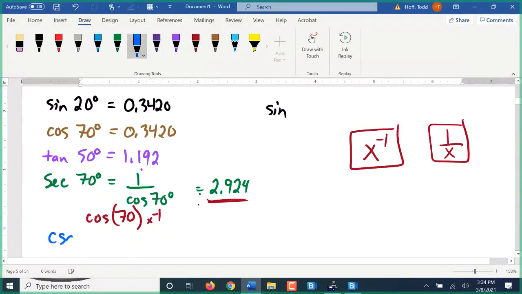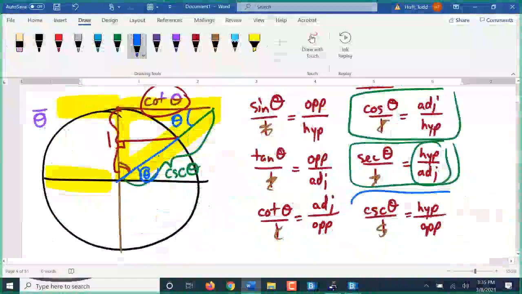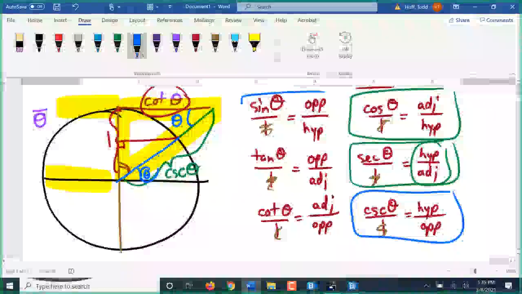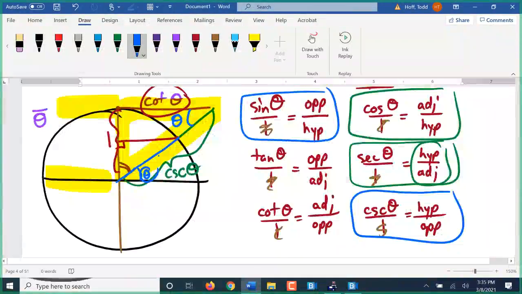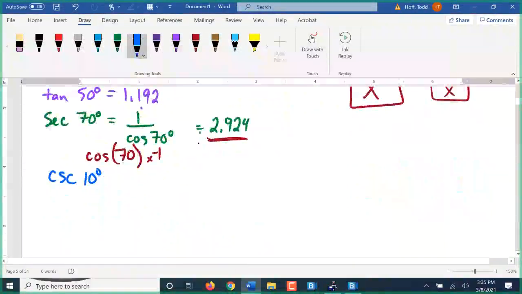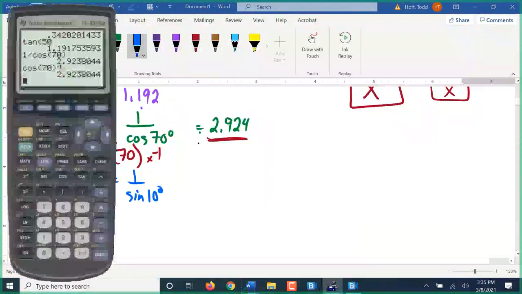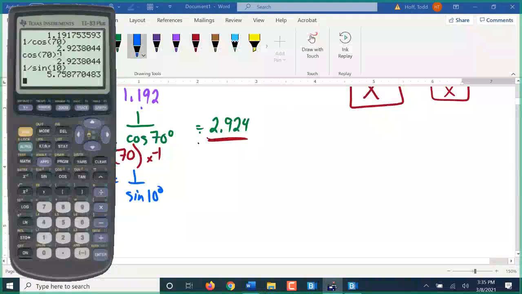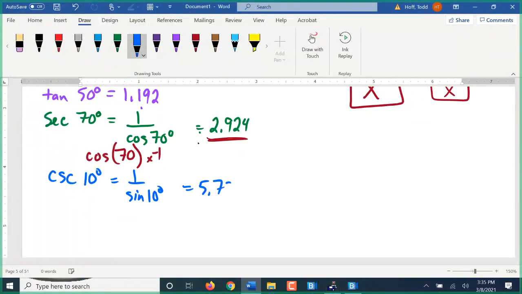Likewise, if I do the cosecant of, let's just do cosecant of 10 degrees. If I look up here, cosecant, right here is hypotenuse over opposite. Sine is opposite over hypotenuse. It's reciprocal again. So the cosecant is really just the reciprocal of the sine of 10 degrees. And again, I could do that. 1 divided by the sine of 10 degrees. There it is, 5.789. That is the cosecant of 10 degrees.